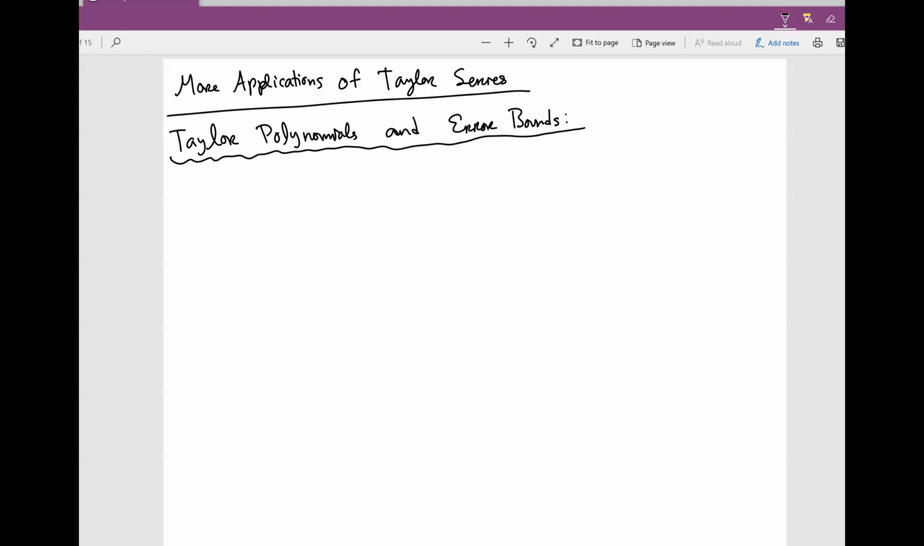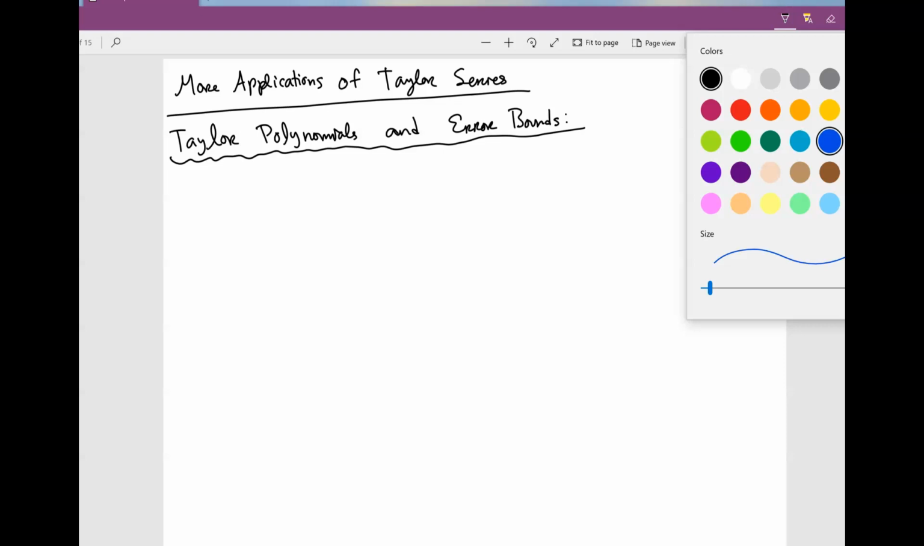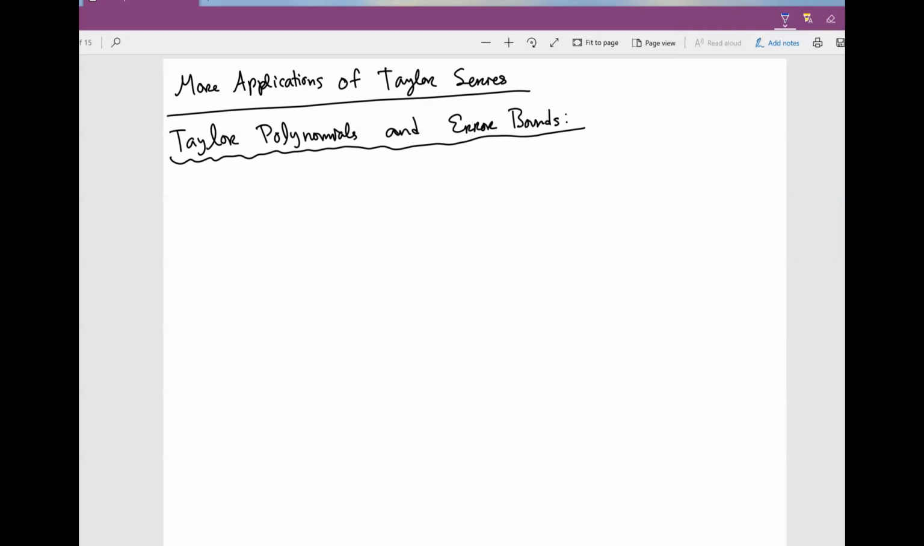So in this video, we're going to talk about Taylor polynomials and error bounds. I think this is probably the section that's a little more cool about Taylor polynomials, and it shows you how powerful these things are. So what we've been saying is that a function itself can be expressed as a summation, okay?